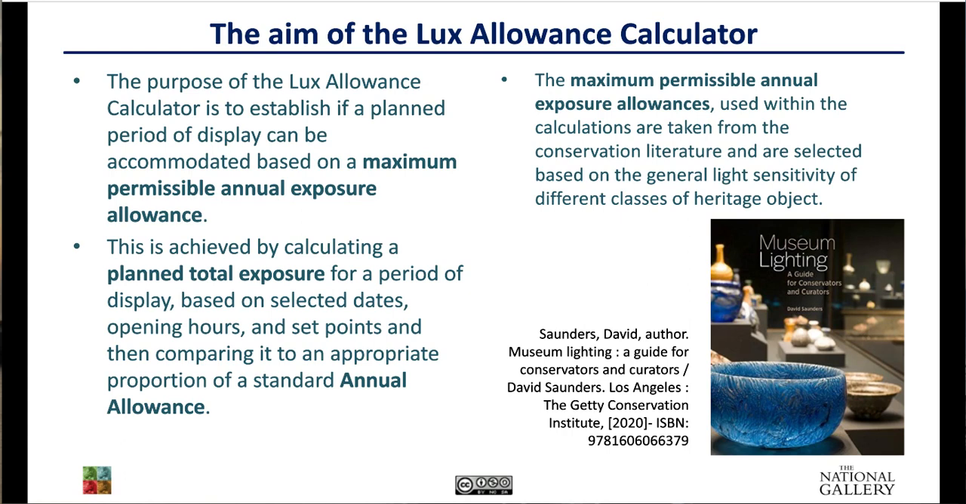It's the total amount. So this is achieved by calculating a planned total exposure for a period of display based on the selected dates, the opening hours, and the set points, and then comparing it to an appropriate proportion of that annual allowance. The maximum permissible annual allowance exposures used within the calculation are taken from the conservation literature and are selected based on the general light sensitivity of different classes of heritage object. The most recent of this is the museum lighting book written by David Saunders.